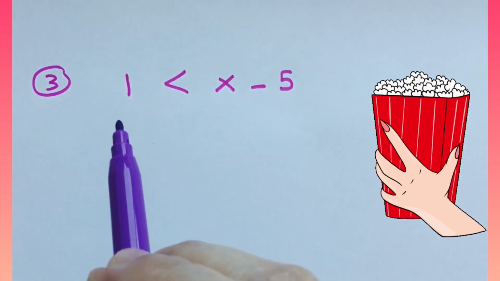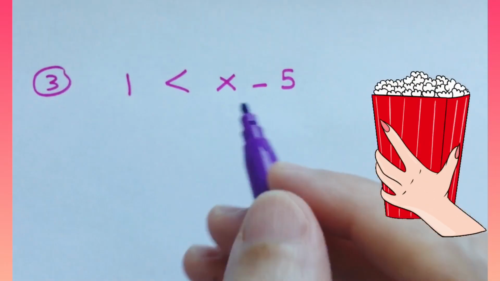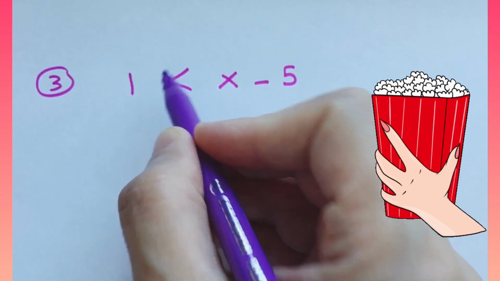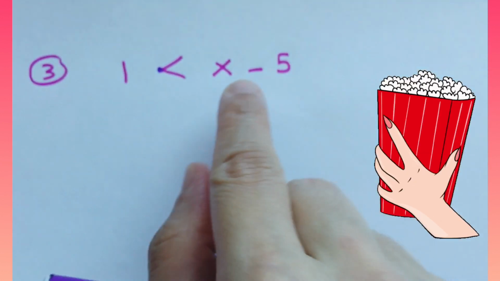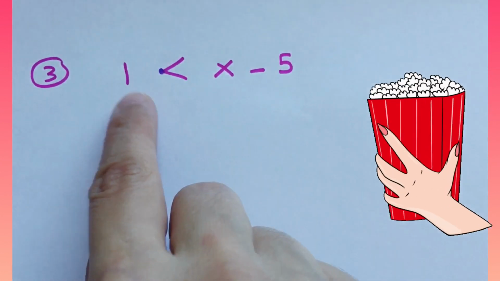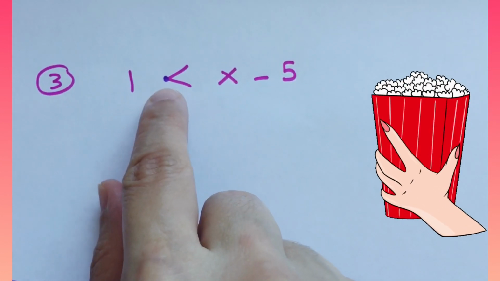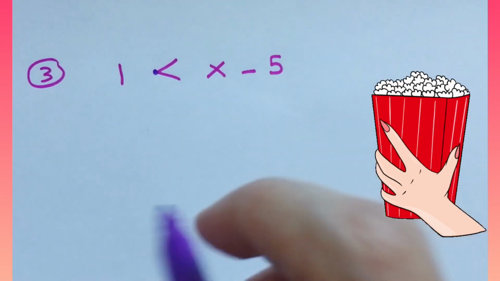Question 3, 1 less than x minus 5. Why I said less than? Because it is closed from the one side and open from the right side. So x minus 5 is greater than 1. If I want to read it from here, 1 is less than x minus 5.